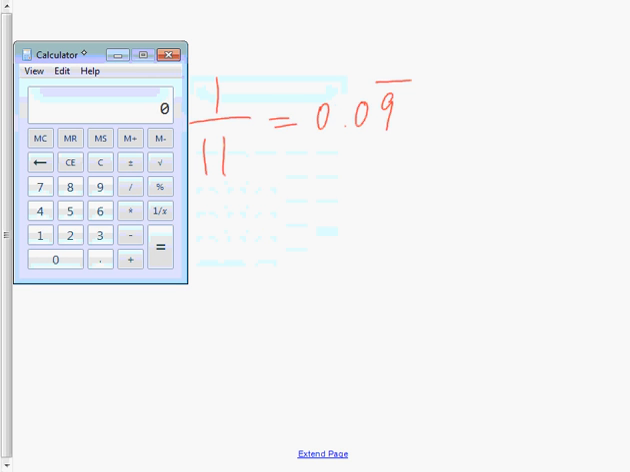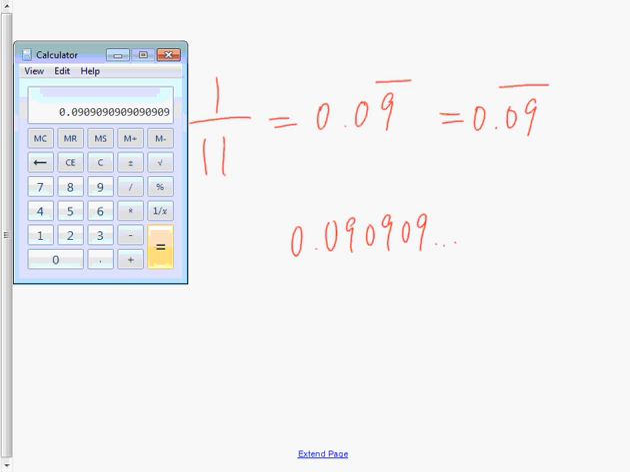Question number 3 says 1 over 11 equals 0.09 with a bar above the 9. Well, if I take my calculator and change 1 over 11, I go 1 divided by 11 equals, and it says that it's 0.090909 forever, which means that actually in bar notation it's 0.09 with a bar above both the 0 and the 9, because that's the pattern that repeats. If it was just the 9 repeating, this would be 0.099999, which is not what this number is here. So therefore the answer is false.